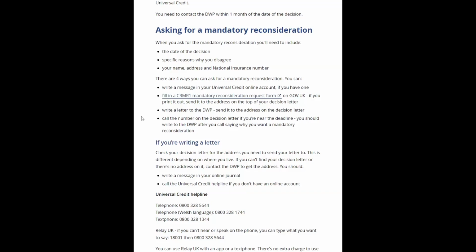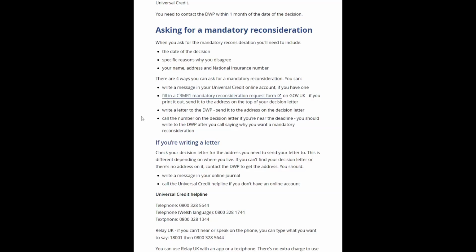your name, address and National Insurance number, and there are 4 ways you can ask for this. You can write a message in your online account, that's your journal. You can fill in the CRMR1 request form, and that's on gov.uk. If you can print it out, send it to the address on top of your decision letter.